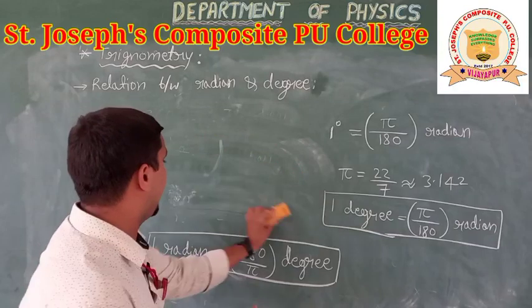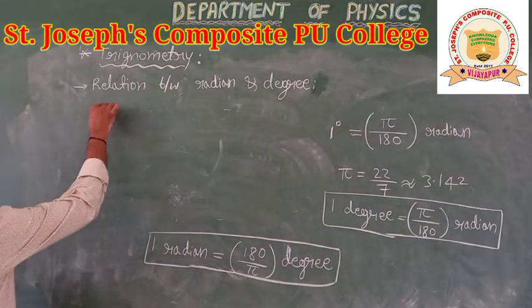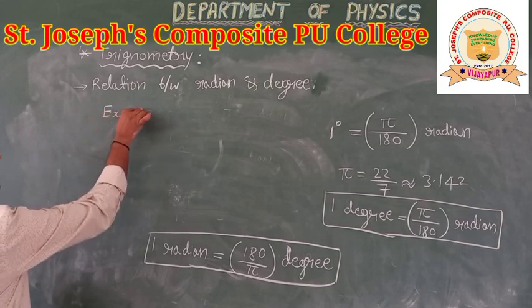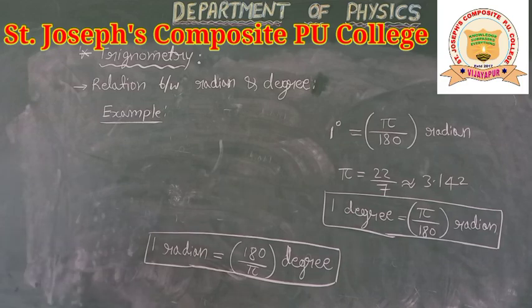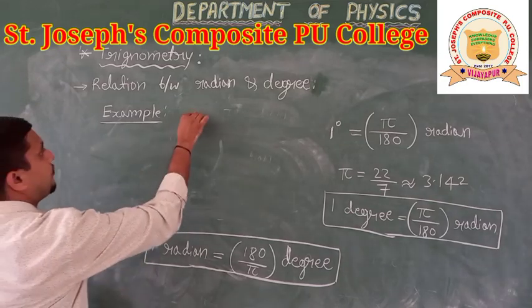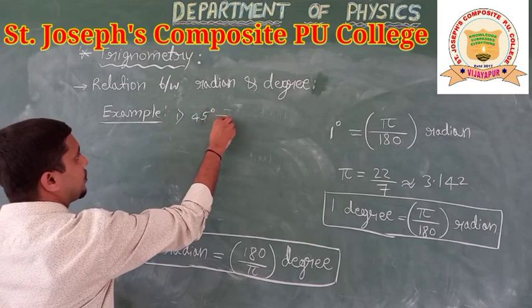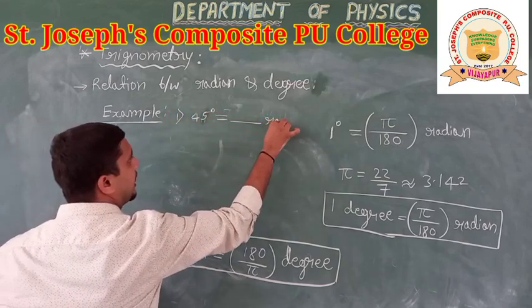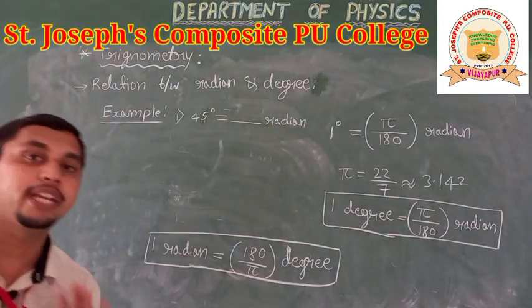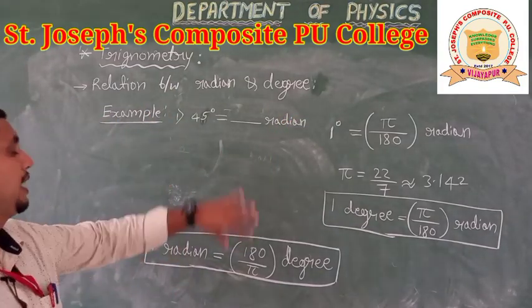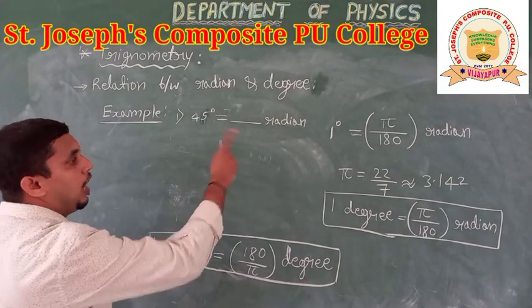I hope these things are clear. Now, let us see the example. You may just convert the first one: 45 degree is equal to how many radian? How will you convert this?